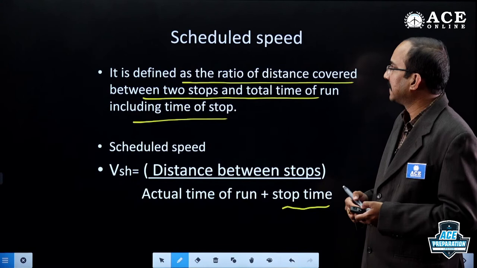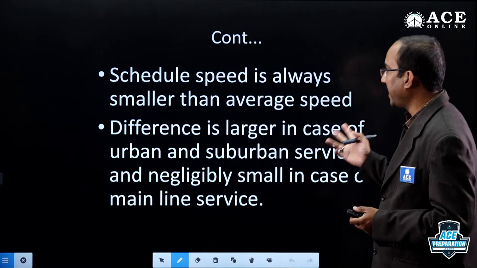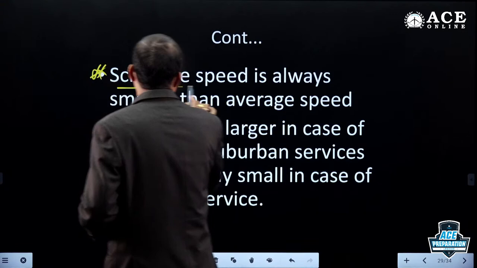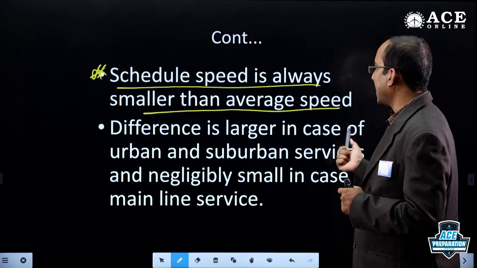Now let us look into further details. So scheduled speed is always smaller than average speed. Very important objective type question. Scheduled speed is always smaller than what? Average speed. Scheduled speed will be always smaller than average speed.